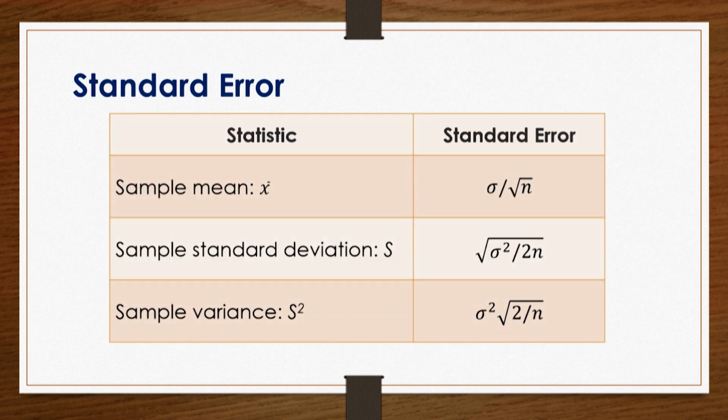Standard error. The formula for the standard error is given for the corresponding statistic. First we have the sample mean x bar, for which the standard error is sigma by root n. Next we have the sample standard deviation S, for which the formula is square root of sigma square by 2n. The third is the sample variance S square, for which the standard error is sigma square into square root of 2 by n.